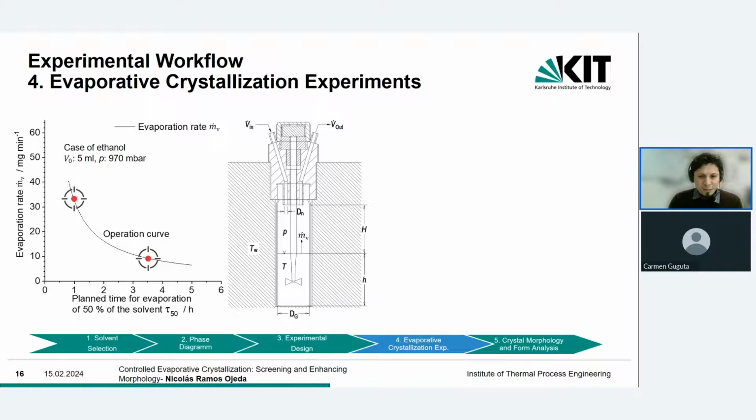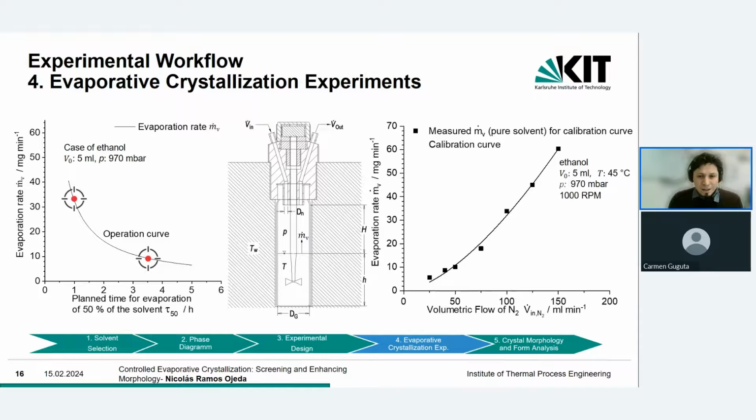The dependency of the evaporation rate can be well understood just by picturing a Crystalline vial and the involved variables. All the geometries are, of course, fixed. We perform isothermal evaporative crystallization, so the temperature is also constant. The pressure is controlled by the vacuum pump, and we have only one variable that is free to obtain different evaporation rates, and that's the volumetric flow of the stripping gas.